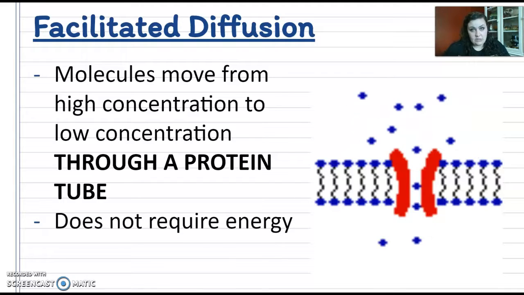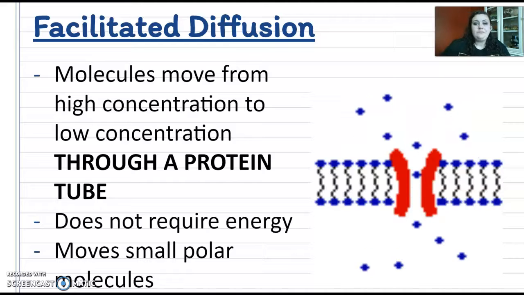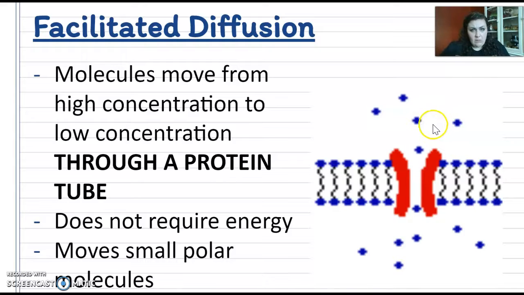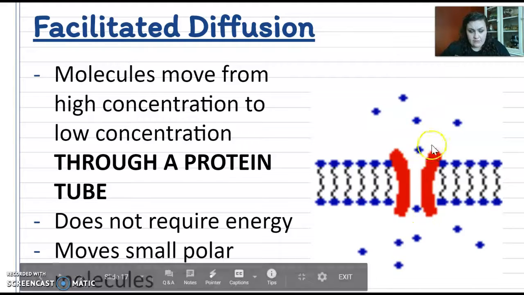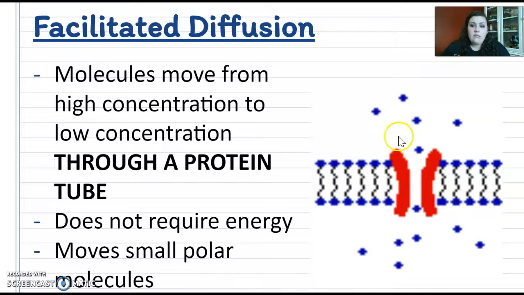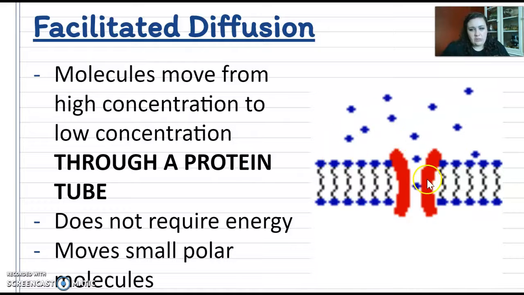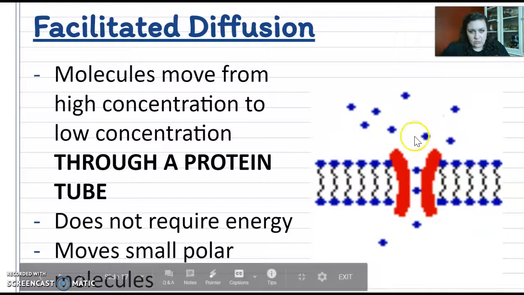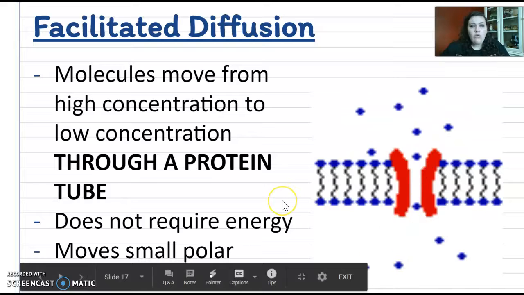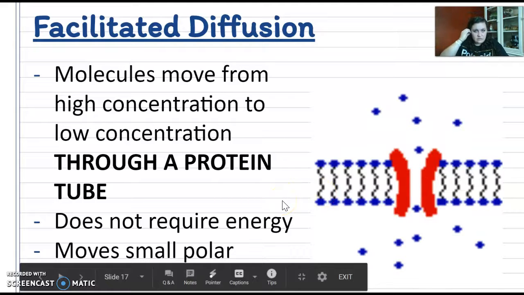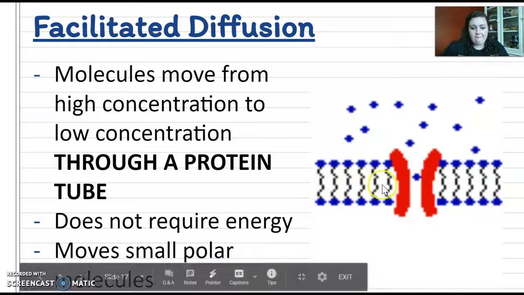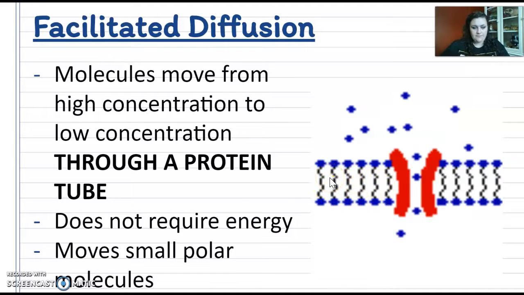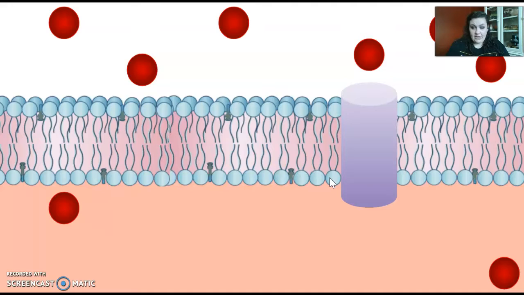This is still diffusion, so it doesn't require any energy. And we still have to be a small molecule, small enough to fit through the tube. But some of the tubes are a little bit larger and can facilitate some larger molecules coming through. Overwhelmingly, though, the molecules doing facilitated diffusion are polar, which means they don't want to interact with this non-polar fatty piece of the membrane right here. So that's all fine and great.